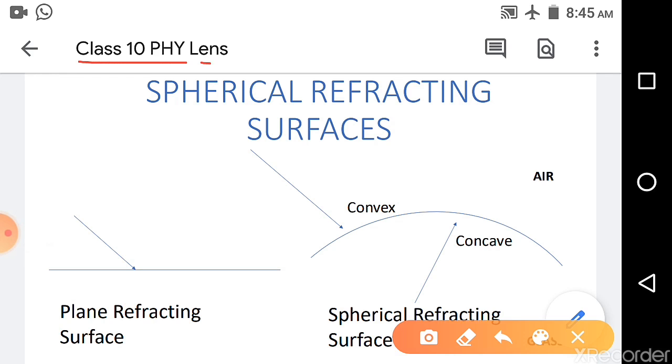Here we will know about lens and the terms related to lens. First of all, we will know about the spherical refracting surfaces.